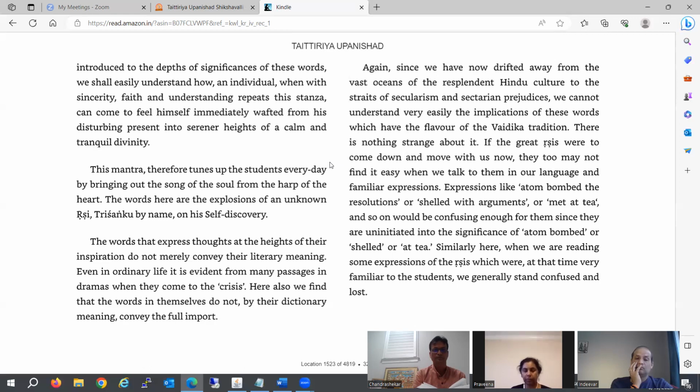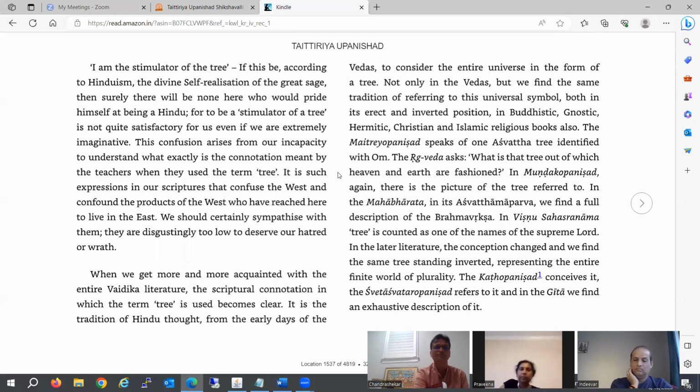If the great rishis were to come down and move with us now, they too may not find it easy when we talk to them in our language and familiar expressions. Expressions like "autumn bomb is the resolution," or "shelled with arguments," or "met at tea," and so on would be confusing enough for them, since they are uninitiated into the significance of such expressions. Similarly here, when we are reading some expressions of the rishis which were at the time very familiar to the students, we generally stand confused and lost.